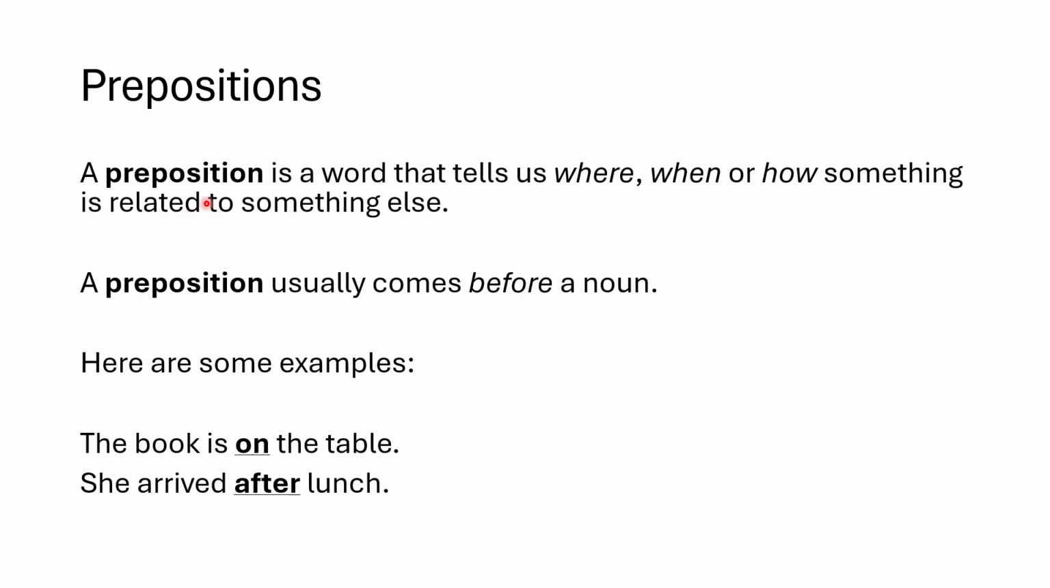A preposition is a word that tells us where, when, or how something is related to something else. A preposition usually comes before a noun. Here are some examples. The book is on the table. She arrived after lunch.